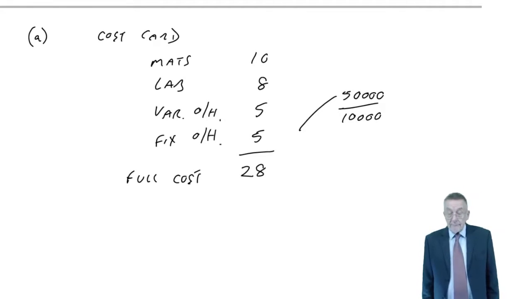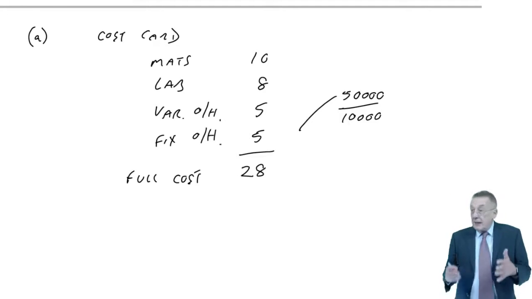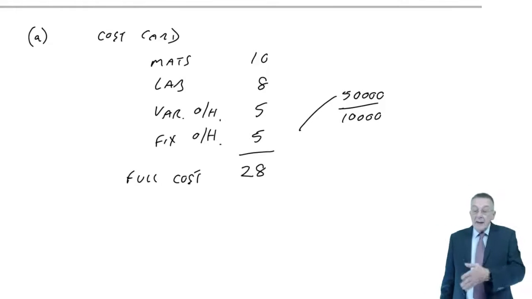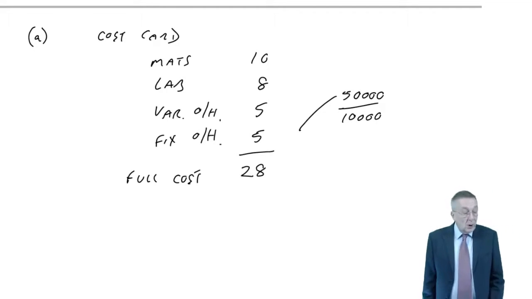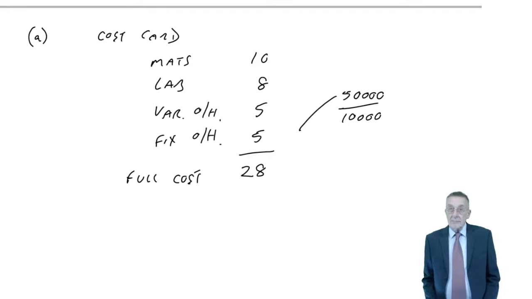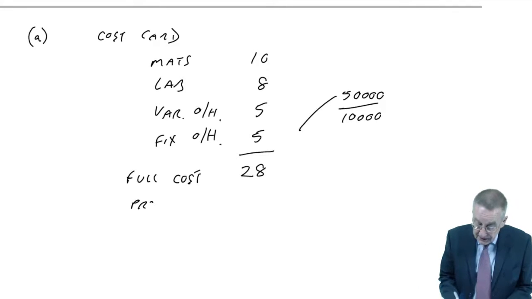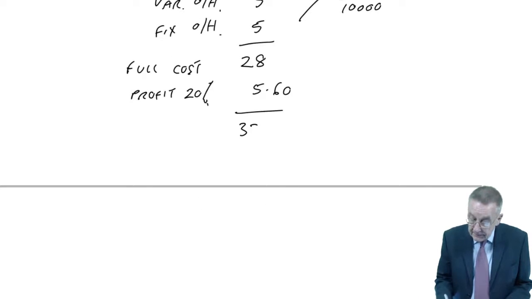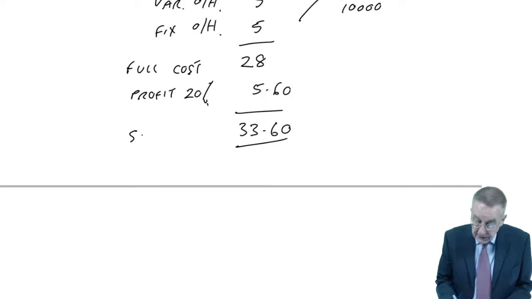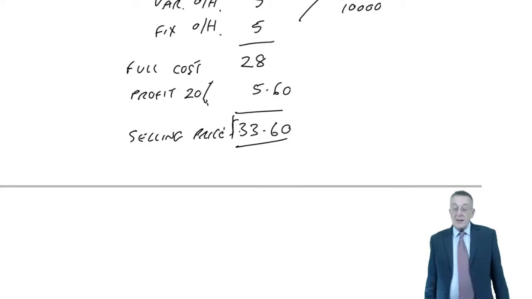So no problem there. Well, a very standard way, certainly what used to be a very common way, is to say, right, it's costing us 28. Obviously, we want to make a profit, we want to charge more. And perhaps we've got a policy of always adding on 20%. And so let's add on a profit of 20%. 20% of $28 is $5.60. And there we are. We've got a selling price as a result of $33.60.